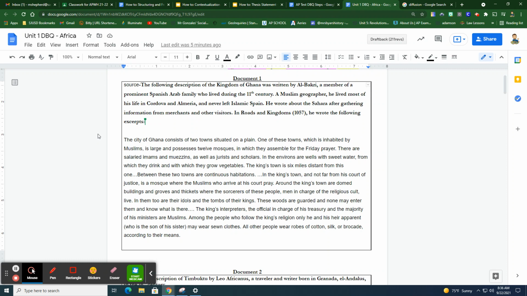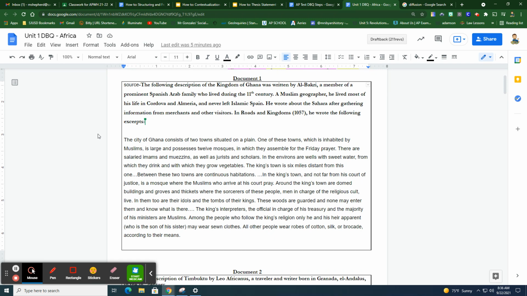In the king's town, and not far from his court of justice, is a mosque where the Muslims who arrive at his court pray. Around the king's town are domed buildings and groves and thickets where the sorcerers of these people, men in charge of the religious cult, live. In them too are their idols and the tombs of their kings. These woods are guarded, and none may enter them and know what is there.